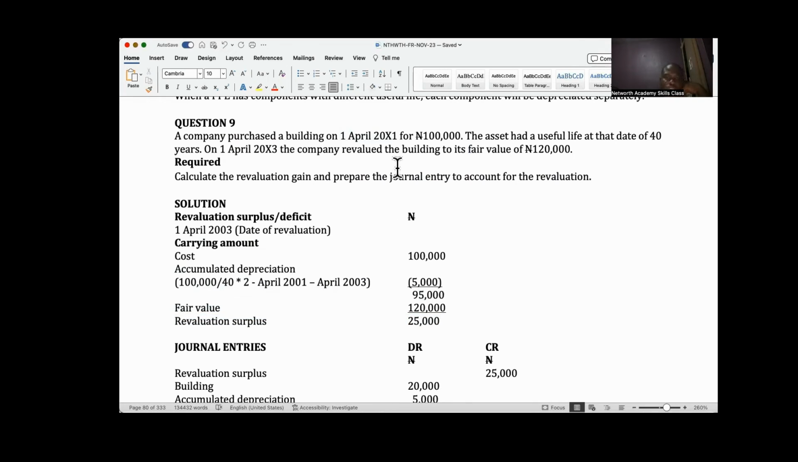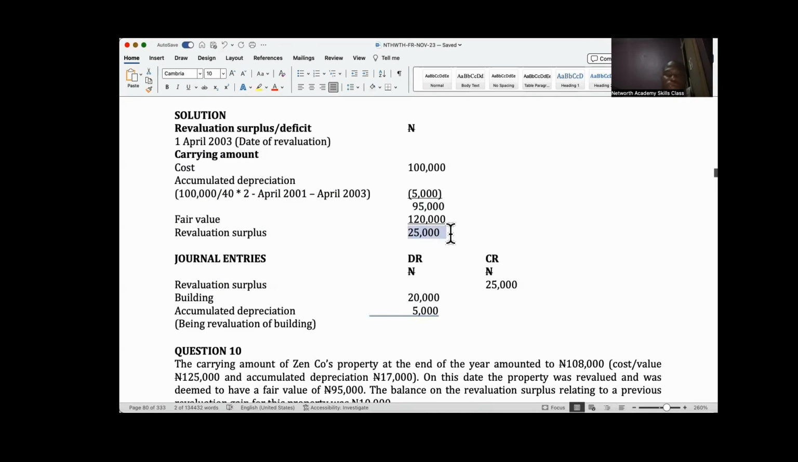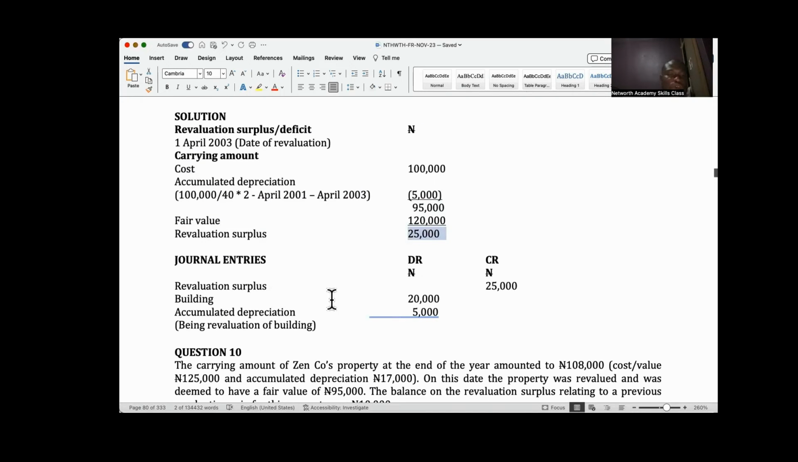However, the question did not stop there. The question said we should determine the journal entry. So for my journal entries for this revaluation, whenever there is revaluation, it goes to OCI. It's an unrealized income that will end up in equity. So I credit my revaluation surplus.